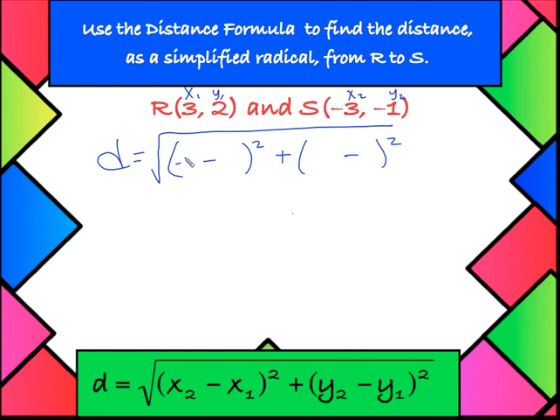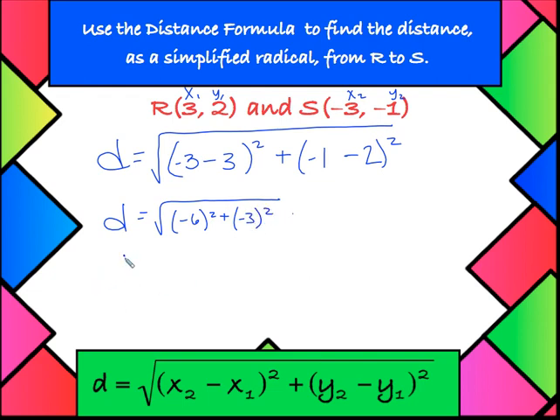So we get negative 3 minus 3 and negative 1 minus 2. So negative 3 minus 3 is really negative 6. And negative 1 minus 2 is really negative 3.